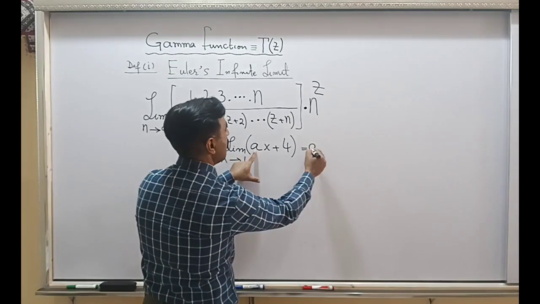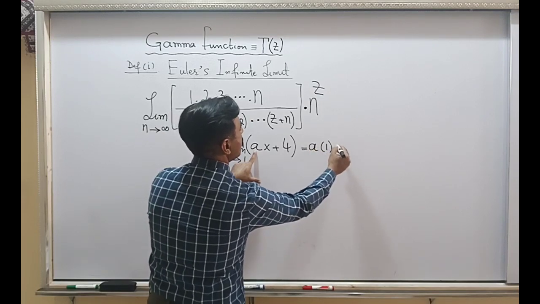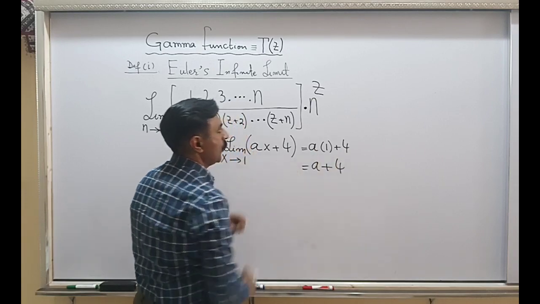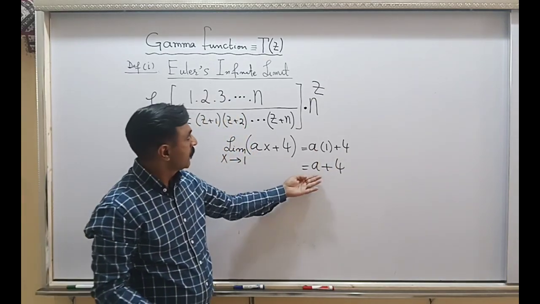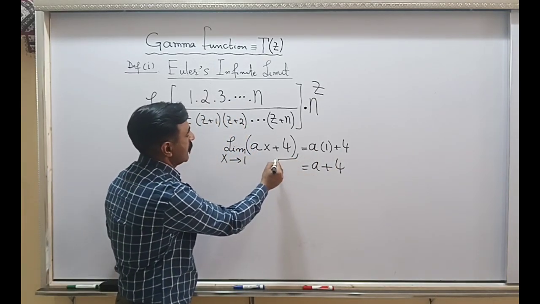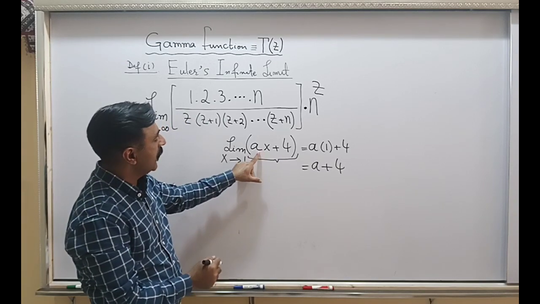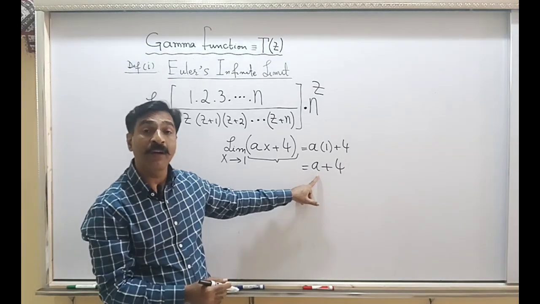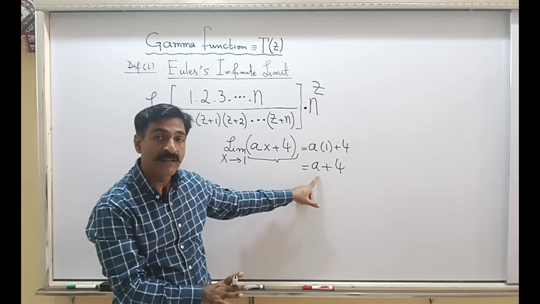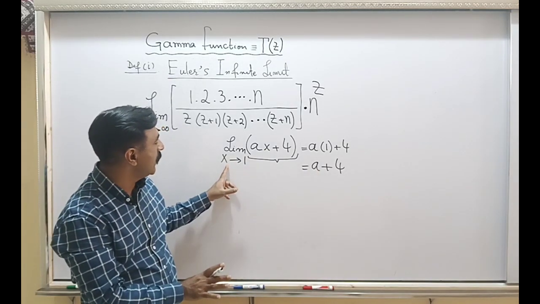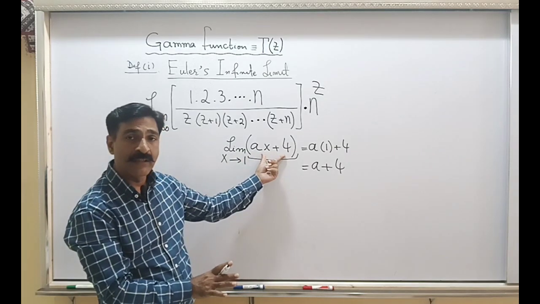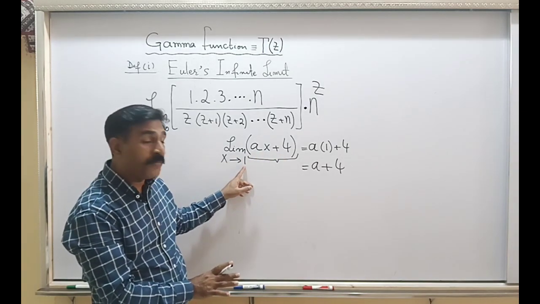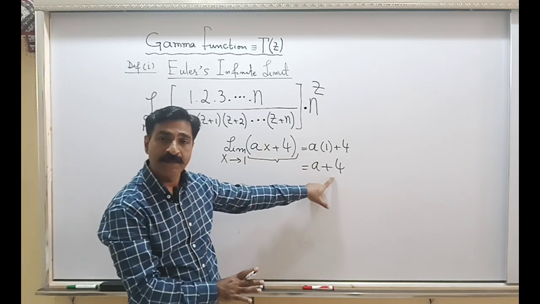So let's replace a with 1 plus 4, and the answer is a plus 4. Look, this is a function of a and x, but the answer is a function of a only. There is no x. So whenever you evaluate a limit of a given function, the variable for which the limit has been evaluated vanishes in the final answer.